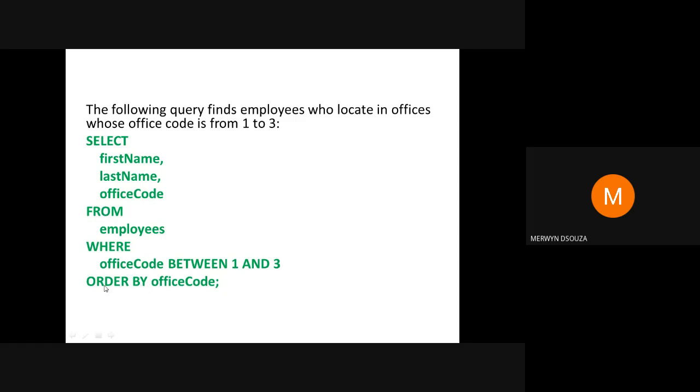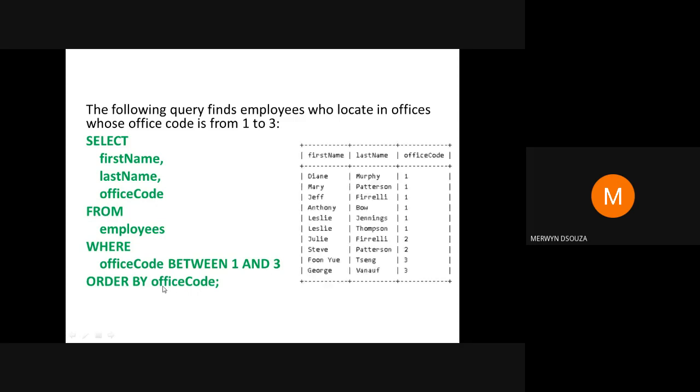And we sort the data by using the order by clause. So we sort the data that will be displayed by mentioning the name of the column by which we want the data to be sorted. The output will look something like this. It will display all the employees having the office code between 1 to 3: office code equal to 1, office code equal to 2, and office code equal to 3. And also they are sorted and displayed.